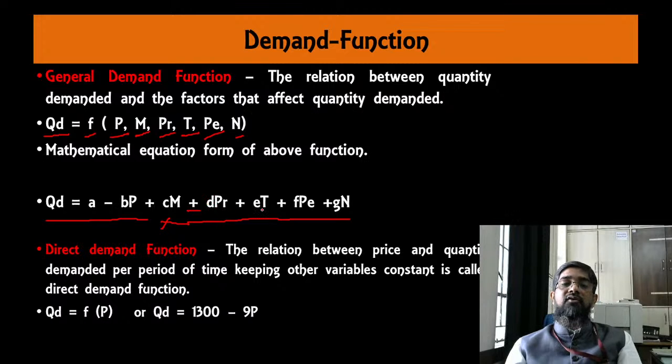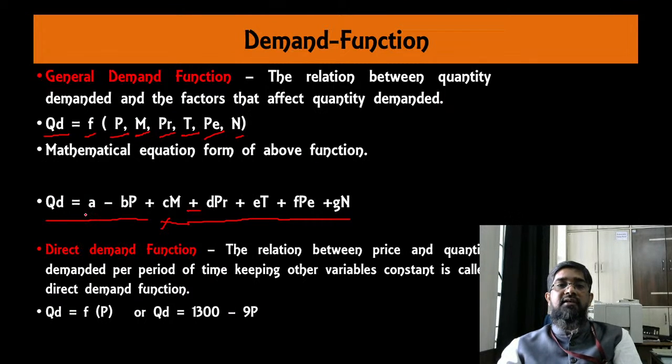Here you can say expectation of this E is your coefficient of taste and preference. Taste of preference favor में है तो ये positive होगा, अगर taste and preference favor में नहीं है तो negative होगा. And similarly the expected price and G is the coefficient of number of customer. The more number of customer, more will be the demand. This way, you know, this general demand function is converted into equations.